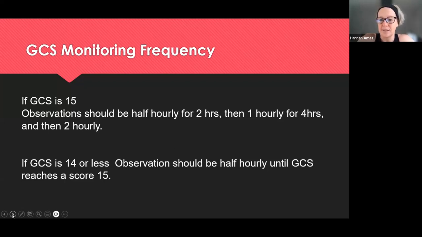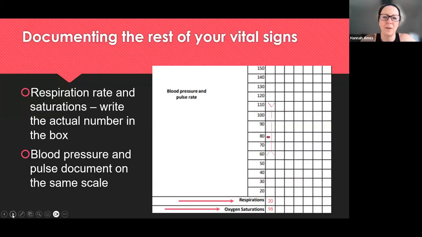If your GCS is 14 or less, which is very common in your assessment station in your OSCE, then you need to verbalise that you are going to monitor them half hourly until the GCS reaches a score of 15. So those two bits are really important to learn, because you won't have that on a sheet to help you like you do in the NEWS with your escalation. Okay, so you need to add up your score and verbalise your monitoring frequency based on the GCS. Otherwise, it will be a critical fail.